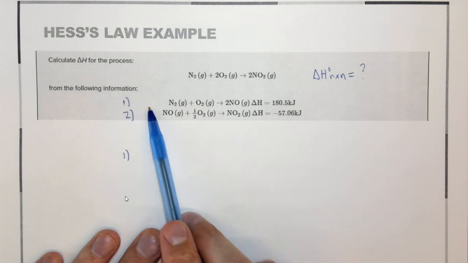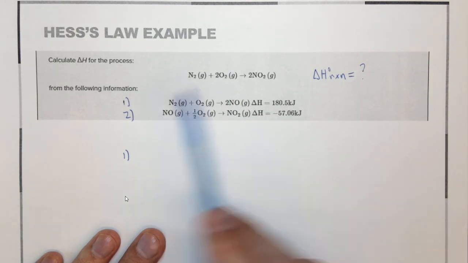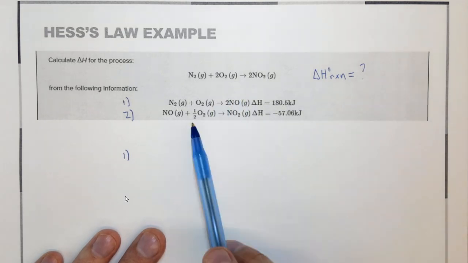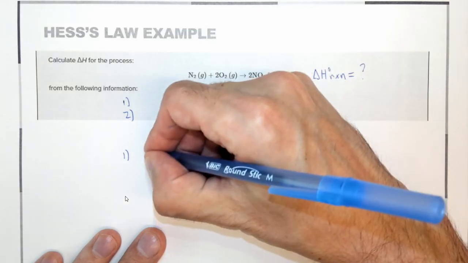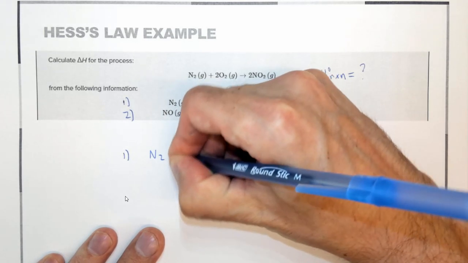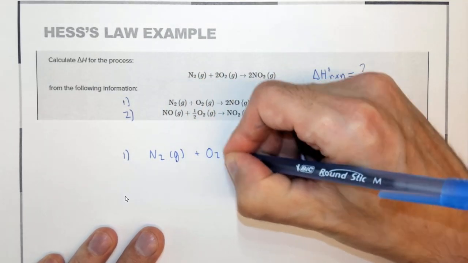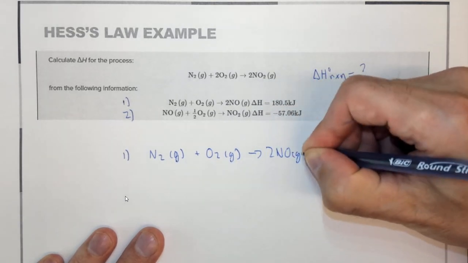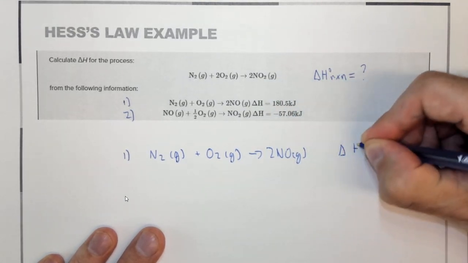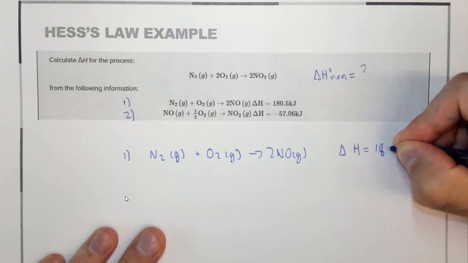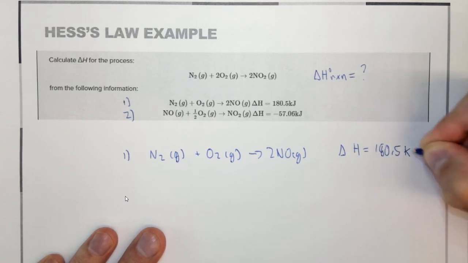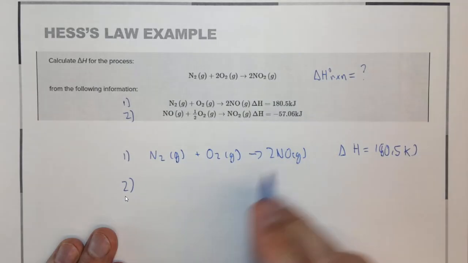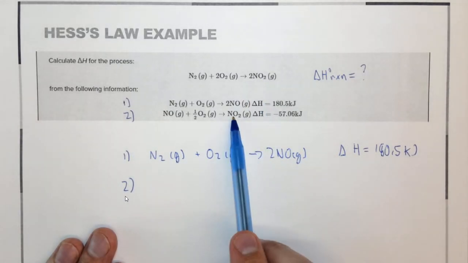Sometimes you do need to reverse the reaction if it's on the wrong side, and sometimes you need to double, triple, whatever if it's the wrong number. But in this case, I don't need to do anything. So I'm just going to rewrite reaction 1 exactly as written, and I'm going to keep the delta H exactly as it is.